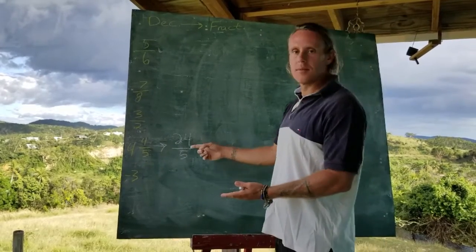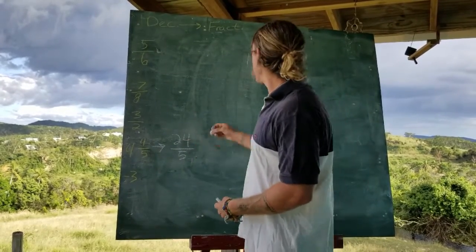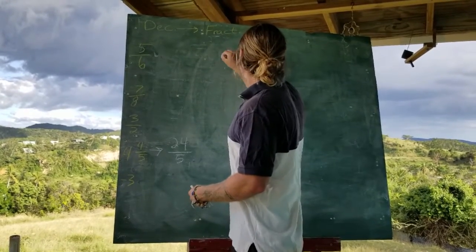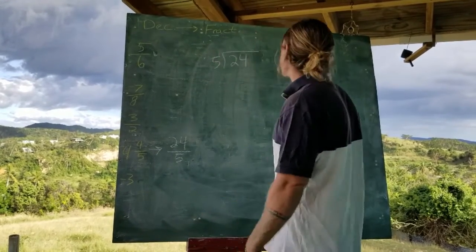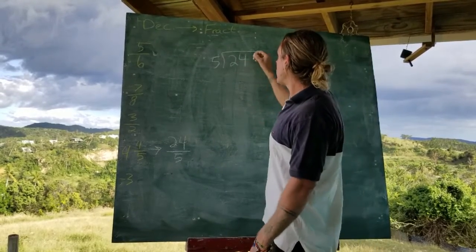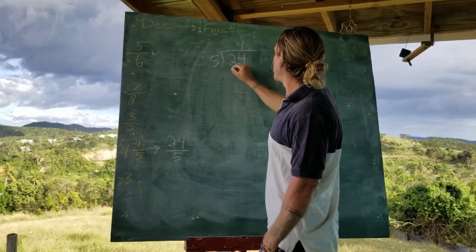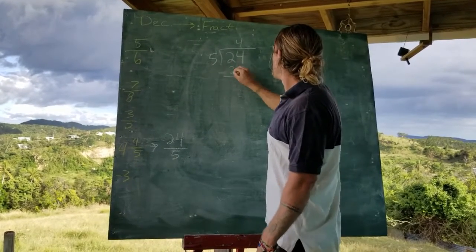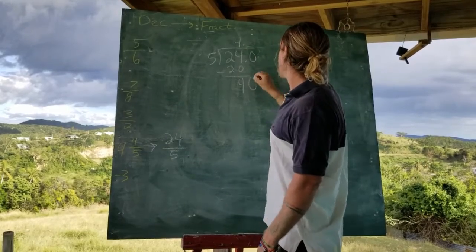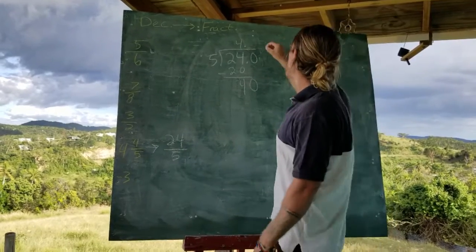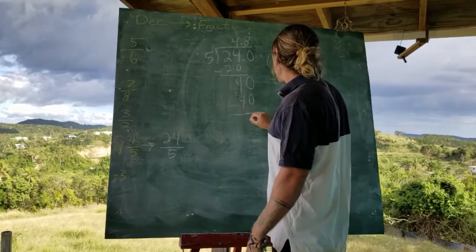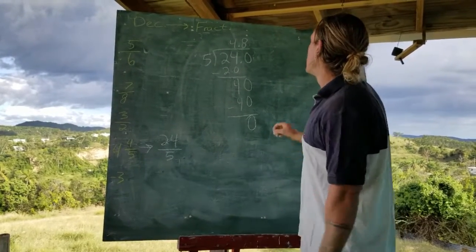So this looks like something we're working with. So we can take 24 divided by 5. How many times does 5 go into 24? Without going over, well, 4 times. 4 times 5 is 20. Remainder of 4, we need a decimal. How many times does 5 go into 40? 8 times. 8 times 5, 40. Subtract, no remainder. We're good.